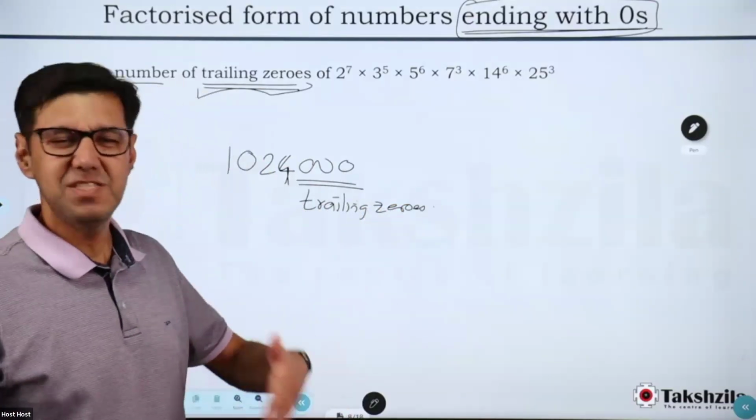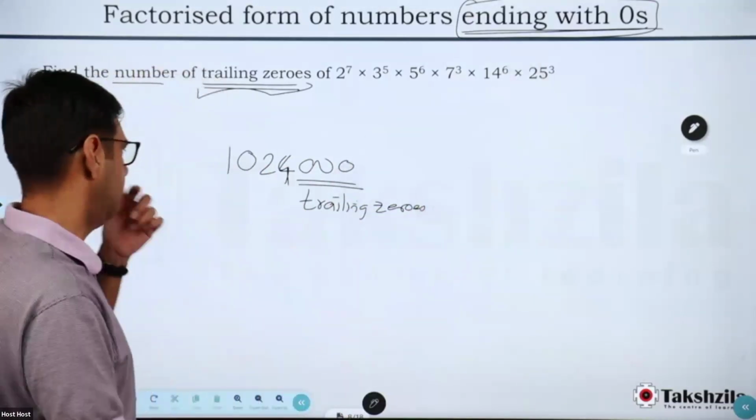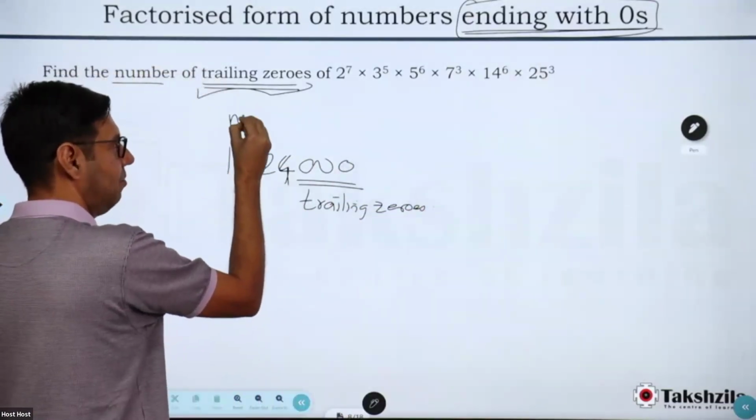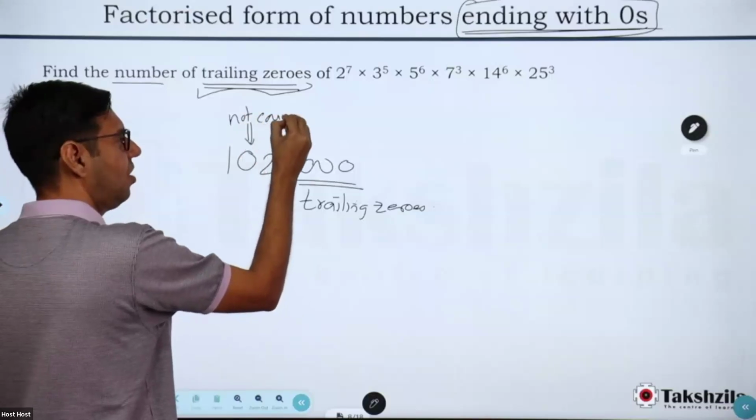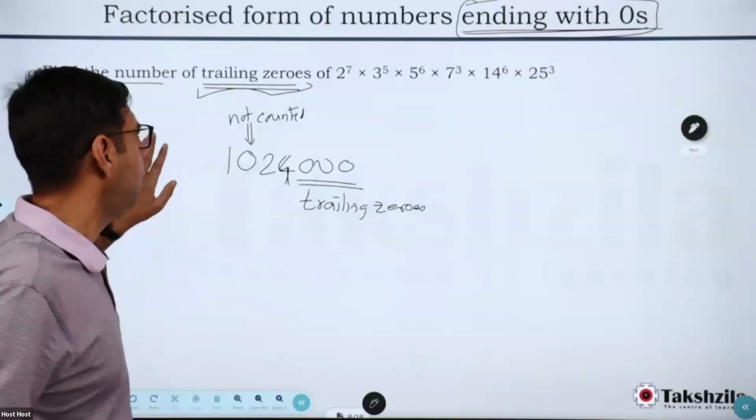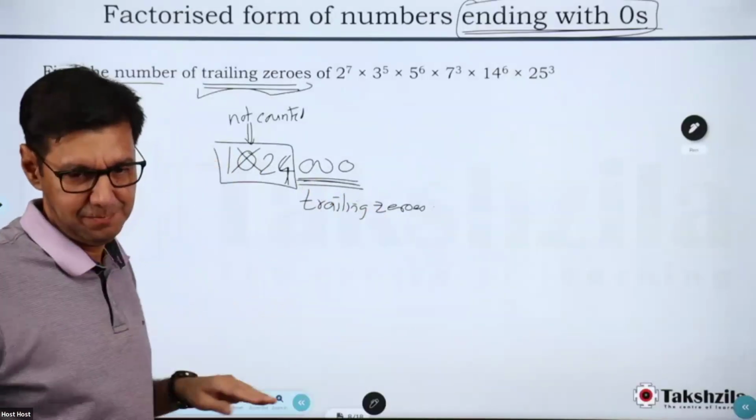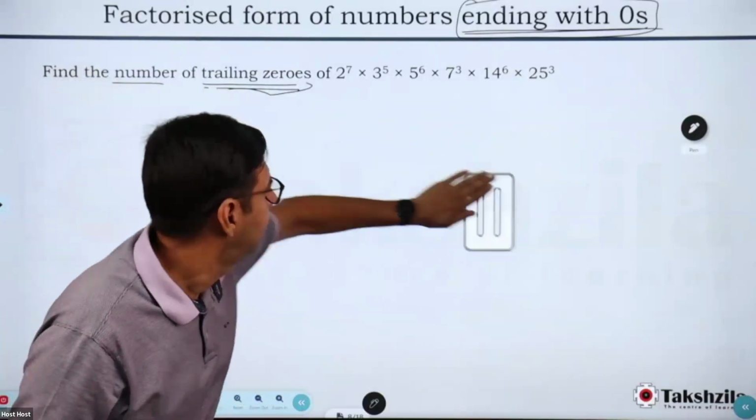In short, sometimes we just write the zeros at the end also, right? This one will not be counted because it is not at the end. So you don't worry about what is there here. You just worry about at the end. So any good idea here?